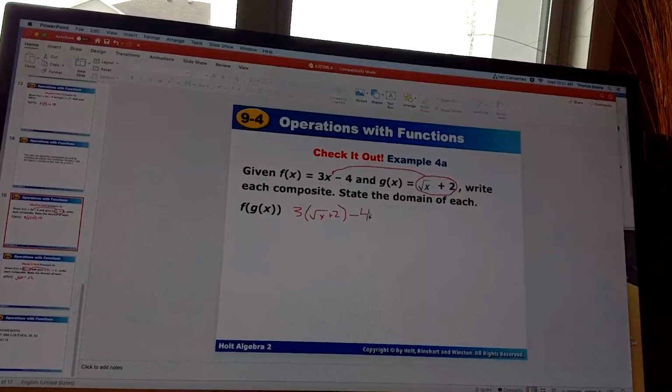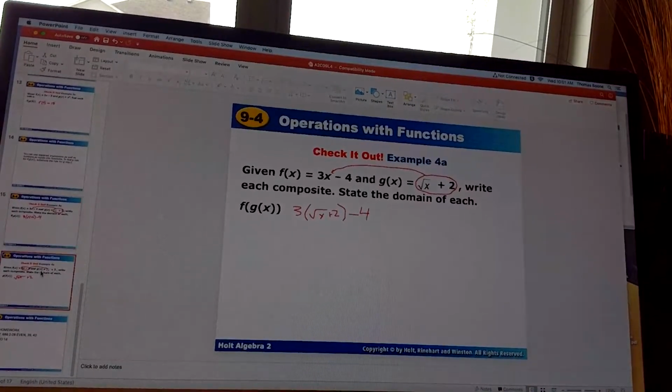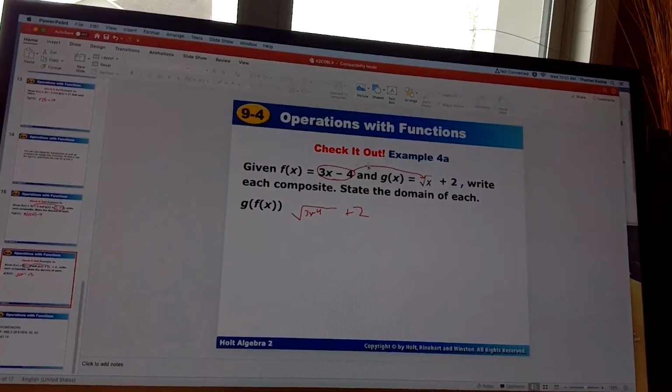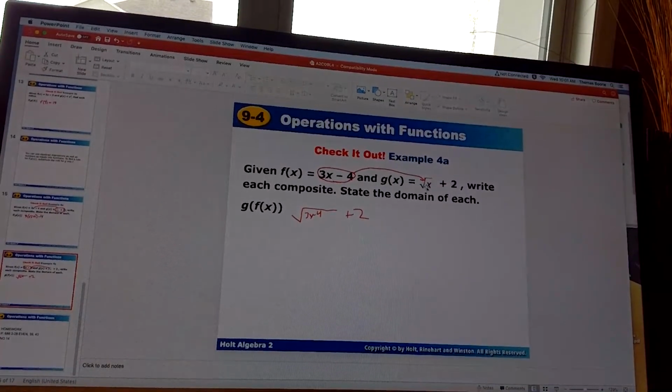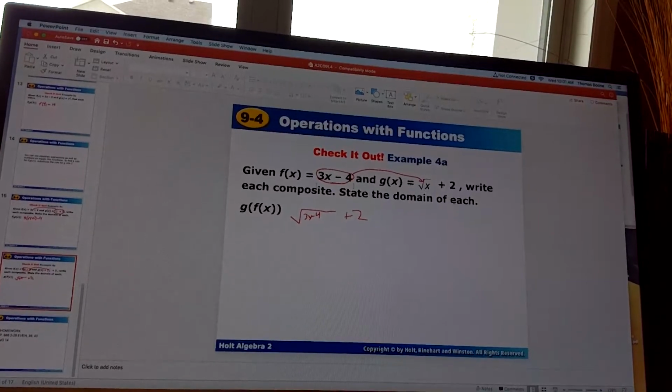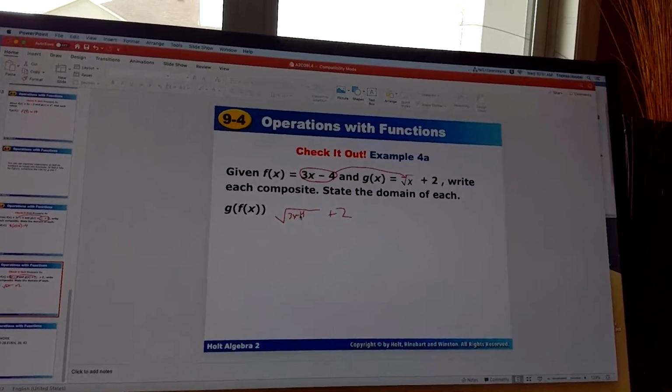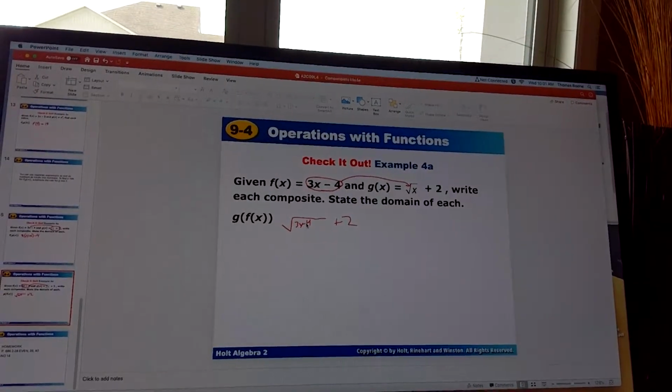Now, how would that be different if we did g of f of x? Well, in this case, we'd put the f function into the g function wherever you see an x. So in this case, we'd have the square root of, in place of x, we'd go 3x minus 4 plus 2. Okay, so we're working with operations of functions as well as compositions of functions.